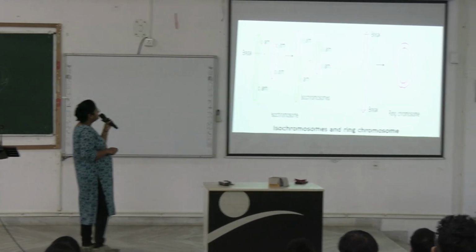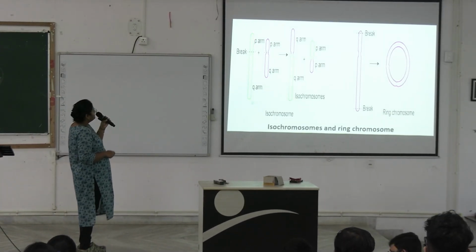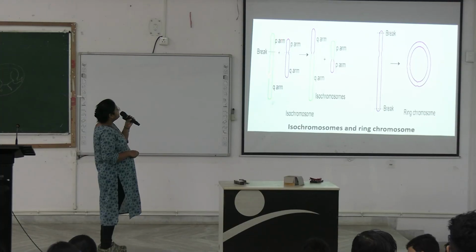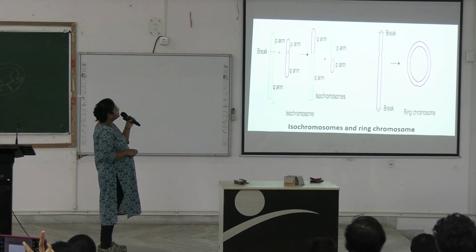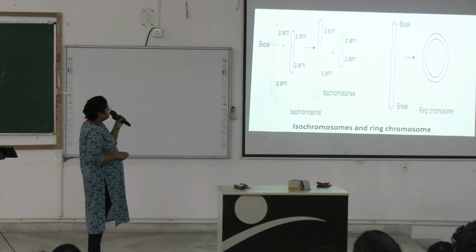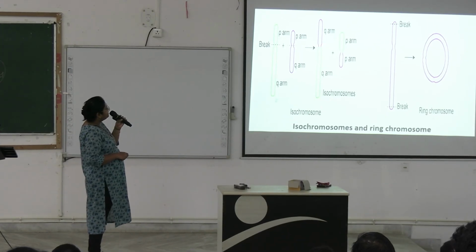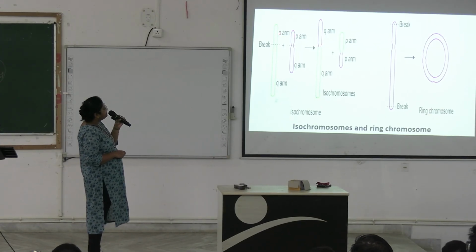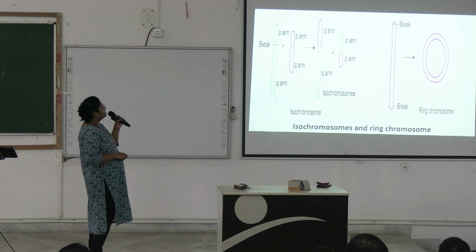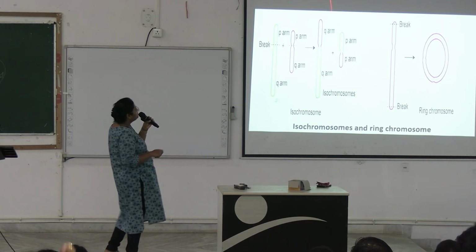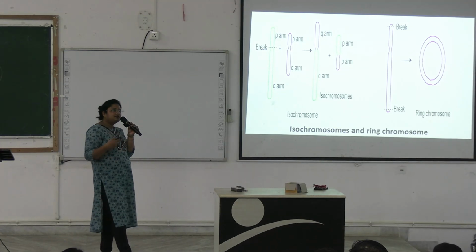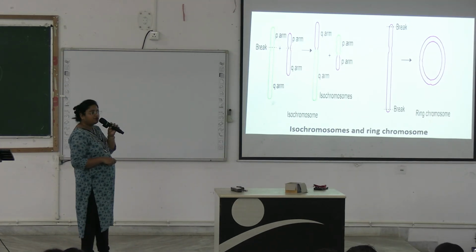Next, isochromosome. Isochromosome means, see, this is one chromosome, it has a P arm, Q arm and a centromere. This is another chromosome, P arm, Q arm and centromere. They are breaking at the centromere and both the P arms are joining together and both the Q arms are joining together. Okay, so one has only Q arms and the other has only P arms. So these are known as isochromosomes.